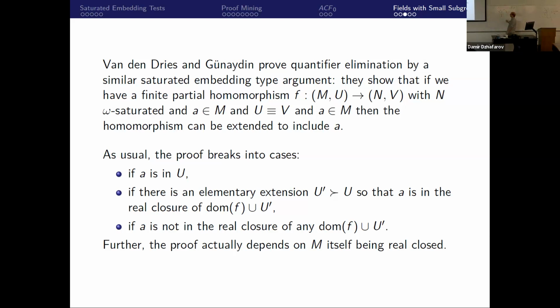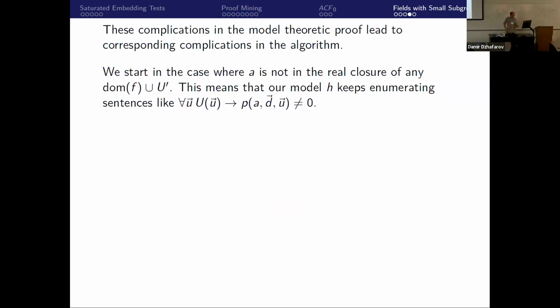Furthermore, unless you were really paying a lot of attention, you have no reason to think about this, but for algebraically closed fields, we actually never used the fact that M was algebraically closed. We used the fact that N was algebraically closed. Their proof is not like that. You actually need the domain to be real closed to guarantee that some things exist in it. So it's a much more complicated argument. And of course, the algorithm you get is more complicated.